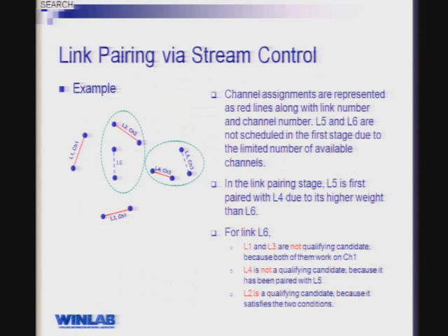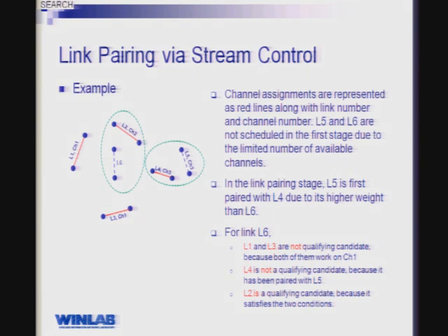Here is an example of link pairing. We use this red line to represent the channel assignment in the first stage. That means L1 is assigned channel 1 and L2 is assigned channel 2 and so on. In the link pairing stage, because L5 has the largest weight, it gets paired first. It is paired with L4. Then for this unassigned link L6, L1 and L3 are not qualifying candidates because both of them work on channel 1. And L4 is not a qualifying candidate because it has already been paired with L5.